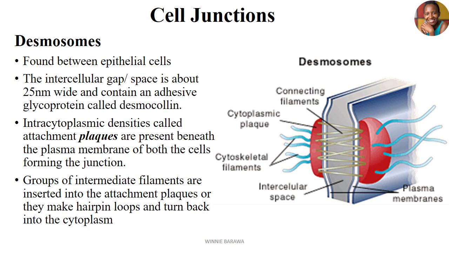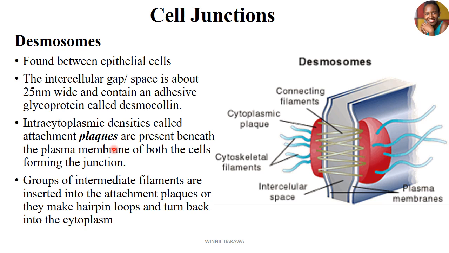So let's start with the first junction, and that is the desmosomes. With the desmosomes, we are told they're commonly found between epithelial cells. And because we have space in between the cells, what we are calling the intercellular space, or gap, it's about 25 nanometers wide, and this space contains adhesive glycoproteins that we call desmocollins. So in between this intercellular gap we have the desmocollins, and then we have the intracytoplasmic densities known as the plaques that are present beneath the plasma membranes of both cells.